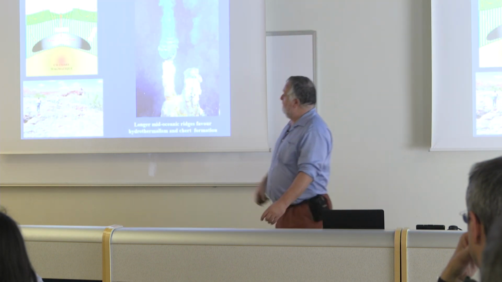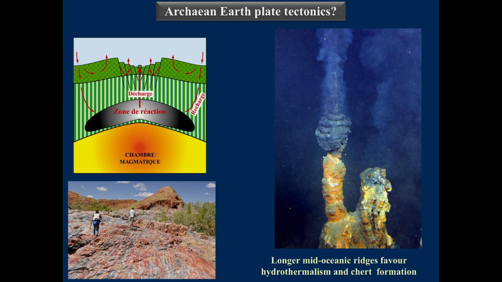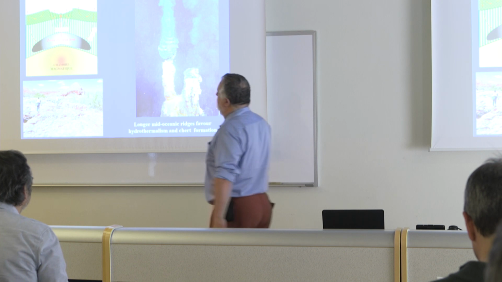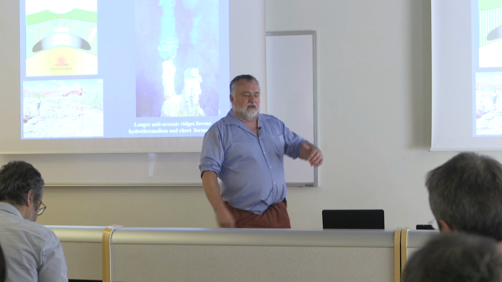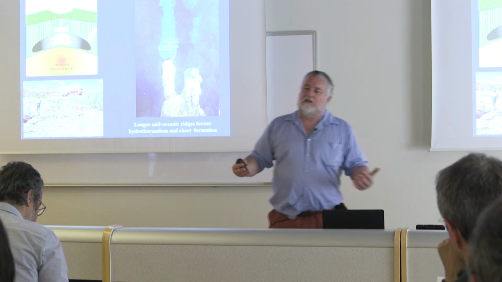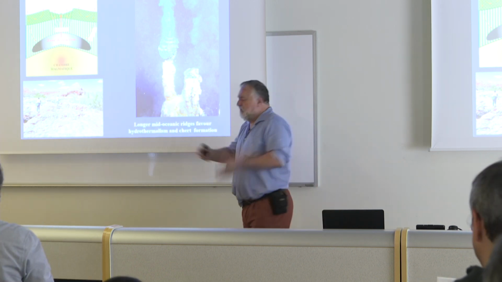This is something interesting also, because if you increase the length of the ridges, you will also increase hydrothermalism. And if we have more ridges during the Archaean, we should have more hydrothermalism, that means more cherts. And I mentioned at the beginning that one specific aspect of the Archaean is the abundance of chert. So this abundance of chert can be correlated with the more important amount of ridge that existed during the Archaean on Earth. So this is consistent.